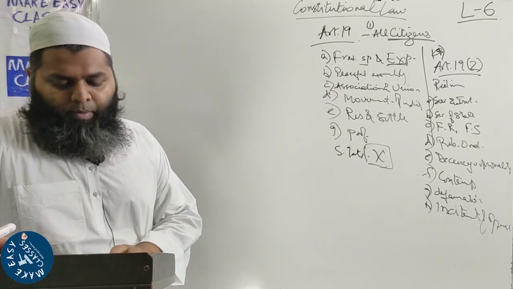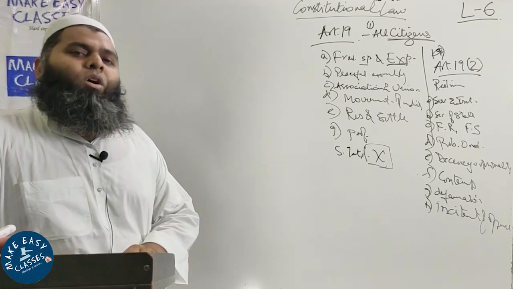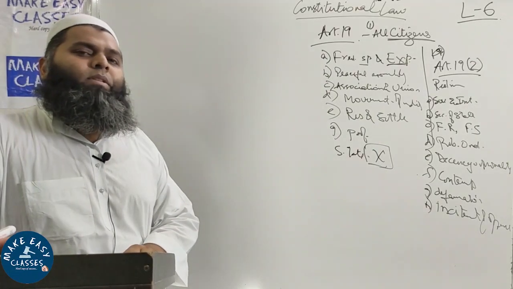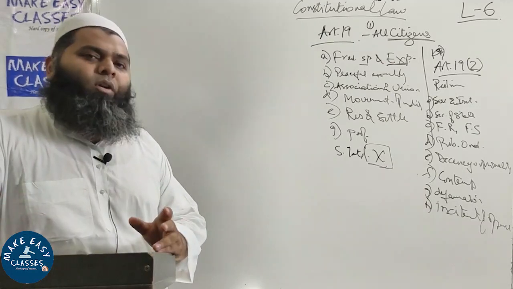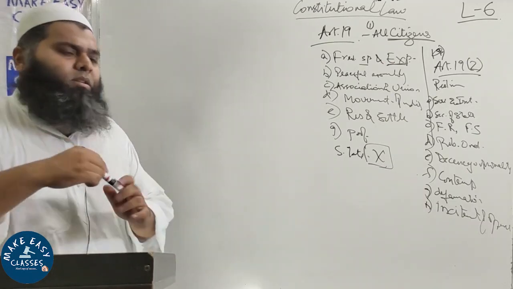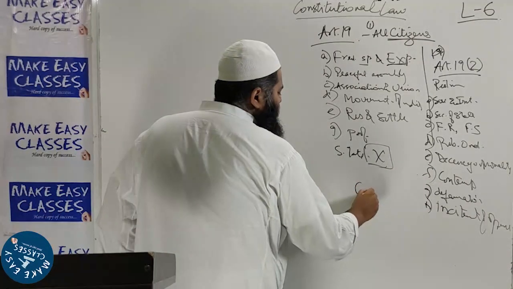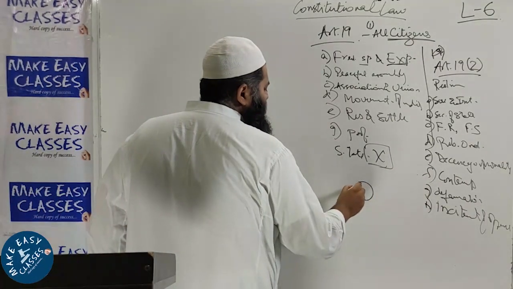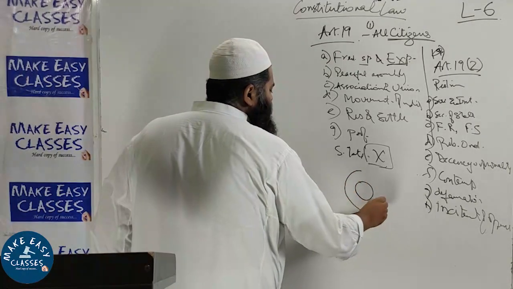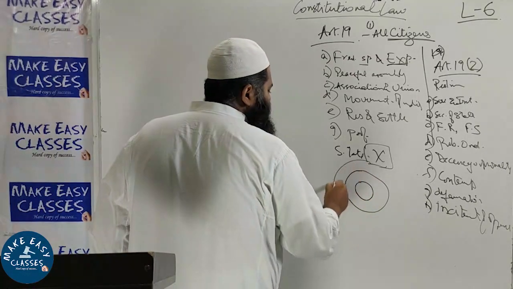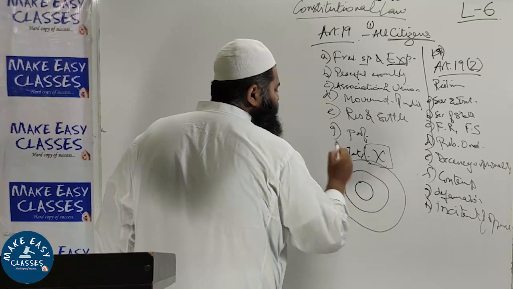And the next is public order. Public order basically means, you can understand it like this: this is law and order, this is public order, and this is the security of the state.